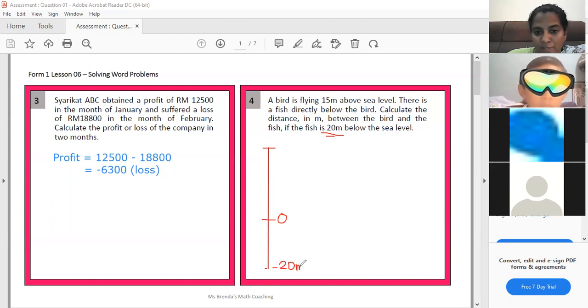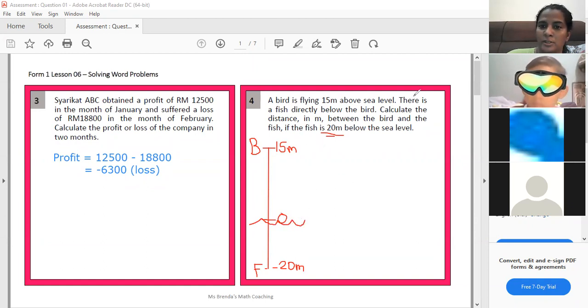And this is where your fish is. Where is your bird? 15 meters above the sea level. And this is your bird. Your bird is here. Your fish is here. And this is the sea level. Not bad, huh? My drawing.